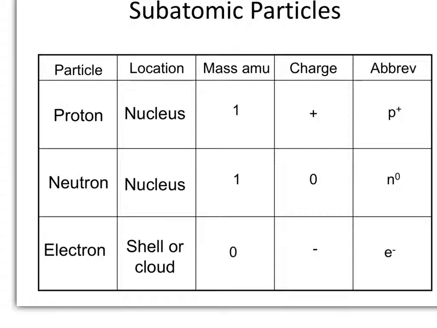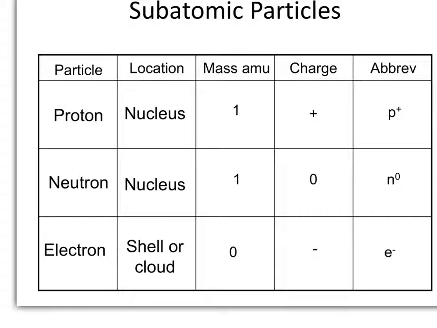Now, the next particle that you need to know about is the neutron. The neutron is a subatomic particle that is also found in the nucleus, and like the proton, it also has a mass of 1 AMU. Where it differs from the proton is that a neutron has no charge. We call it neutral. So that's why I put a little 0 there, because it has no charge, which leads us to our abbreviation for a neutron as being n with a little 0.